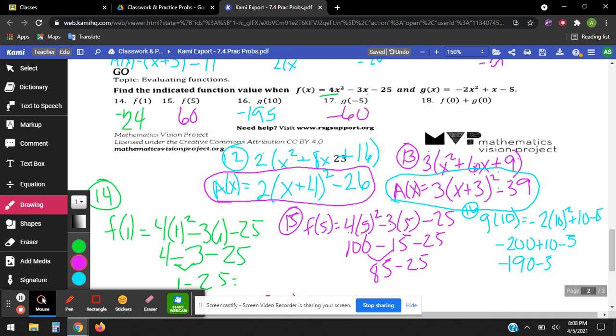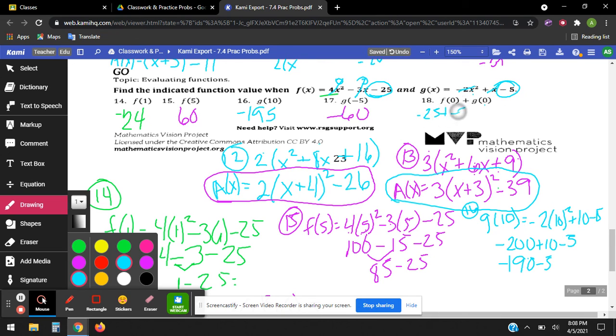And f of 0 plus g of 0. Well, this one I'm going to do right above because f of 0, if I put in a 0 for this, all of that equals 0. If I put a 0 in for this, all of that's 0. Just leaves me a negative 25. G of 0, if I plug in a 0 for that, all of that equals 0 plus 0. All I'm left with is a negative 5. So negative 25 plus negative 5 equals negative 30. So that's my answer for 18.